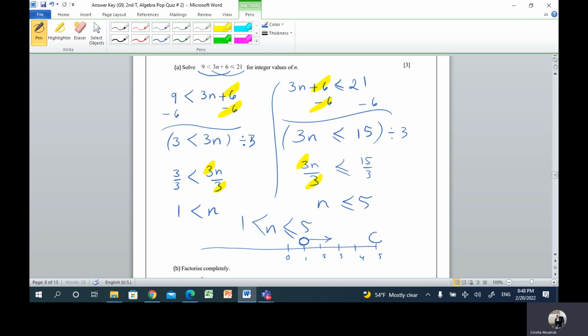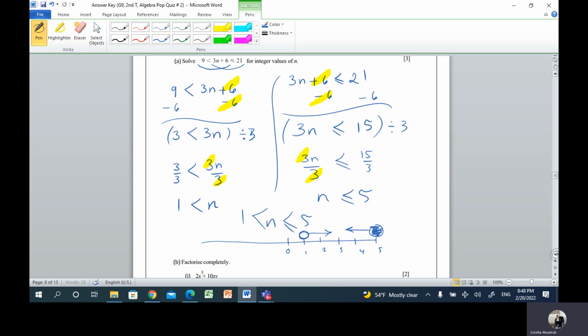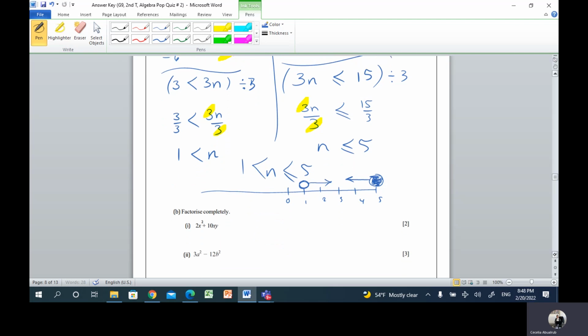And then we're going to place a circle at the 5. We're going to shade it because there is an equal on this side of the inequality. n is less than or equal to 5, so the arrow will go this way. And now our solving of the inequality is complete.